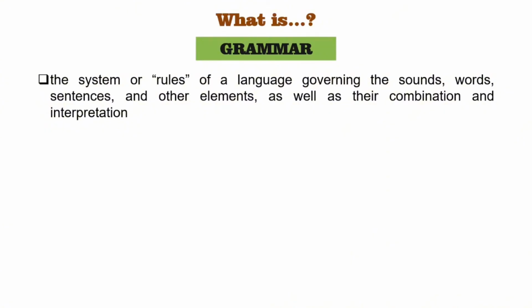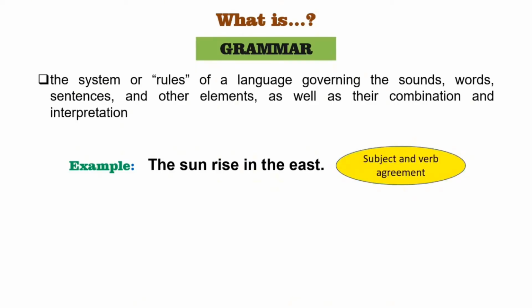Let's have the simple example. The sun rises in the east. What makes this statement grammatically wrong? It's in the subject and verb agreement. The sun, which is the subject, is singular, but the verb, which is rise, is plural.